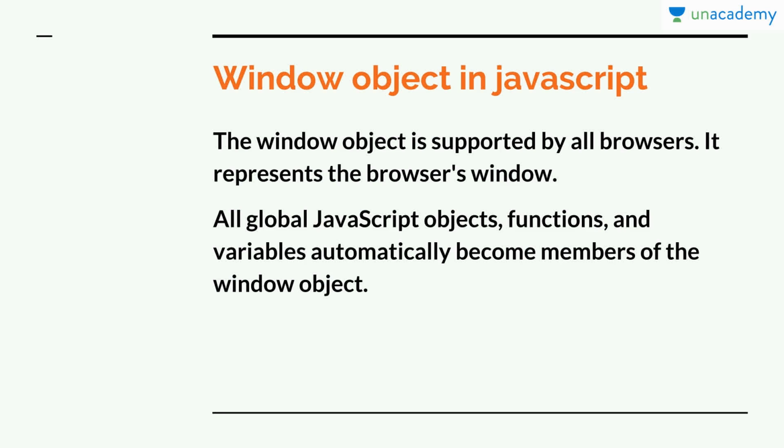All global JavaScript objects, functions, and variables automatically become members of the window object. So all the objects and functions and all the other things that you declare in your code, or anything that has global scope, will automatically become members of the window object. The window object is used for accessing many properties. So let's dive into the code and see what we have here, so that we can make our website work in a better way.